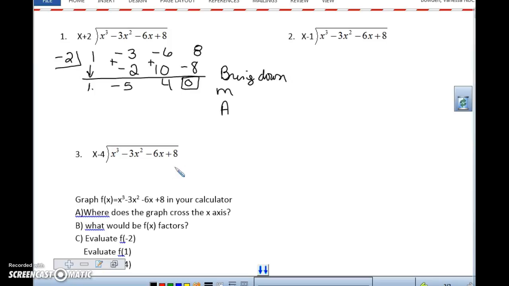All right, here's what you're going to do. You're going to do the same thing on number 2. And number 3, notice that the dividend is exactly the same. The only thing that I changed was the divisor. Okay?